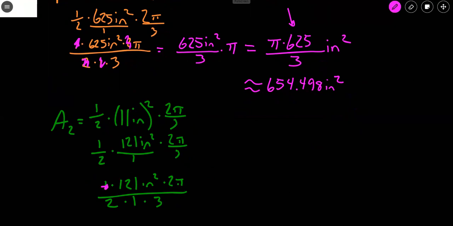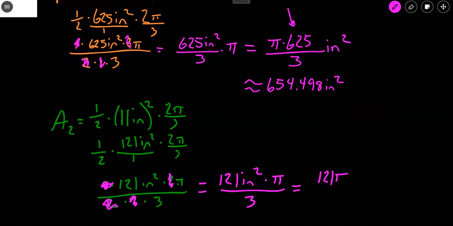So the 1's don't do anything because we're multiplying. They're just giving us the same answer back. The 2's are going to cancel. And I end up with 121 square inches times pi all over 3. I'm going to rewrite that as, actually I should change the order, 121 times pi, 121 pi square inches over 3. I should have written that differently up here.